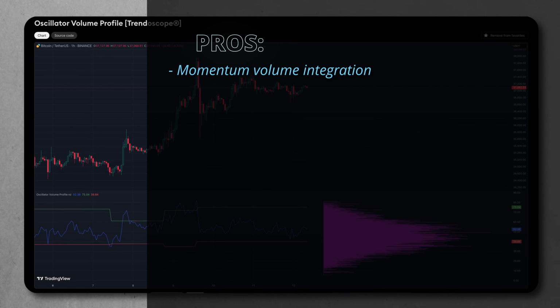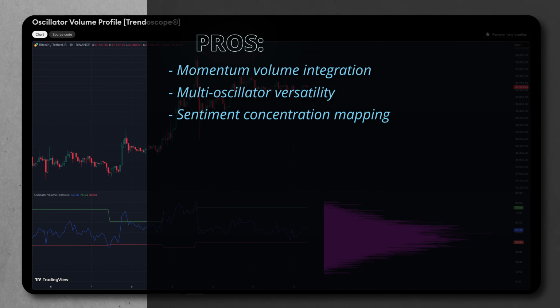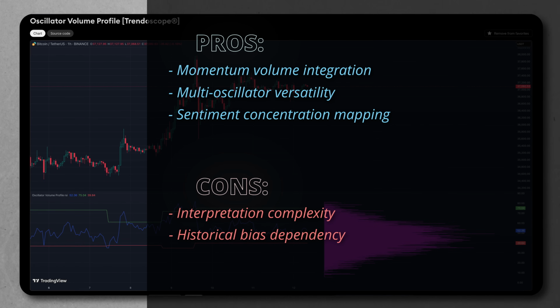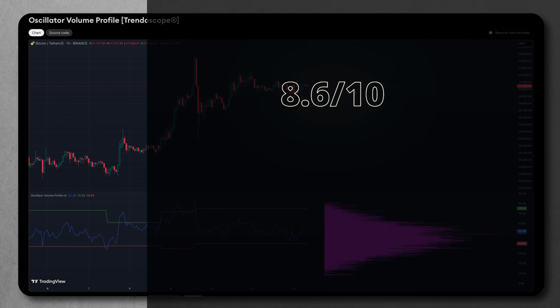Pros: momentum volume integration, multi-oscillator versatility, sentiment concentration mapping. Cons: interpretation complexity, historical bias dependency, computational resource intensity. Ranking: 8.6 out of 10.